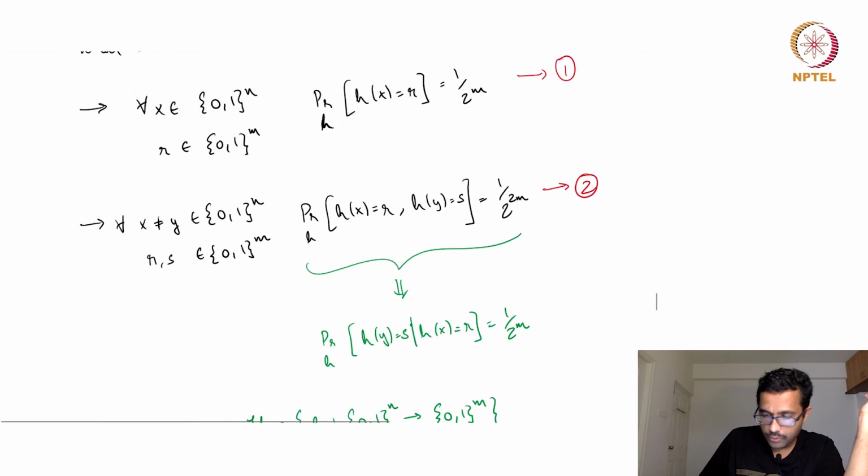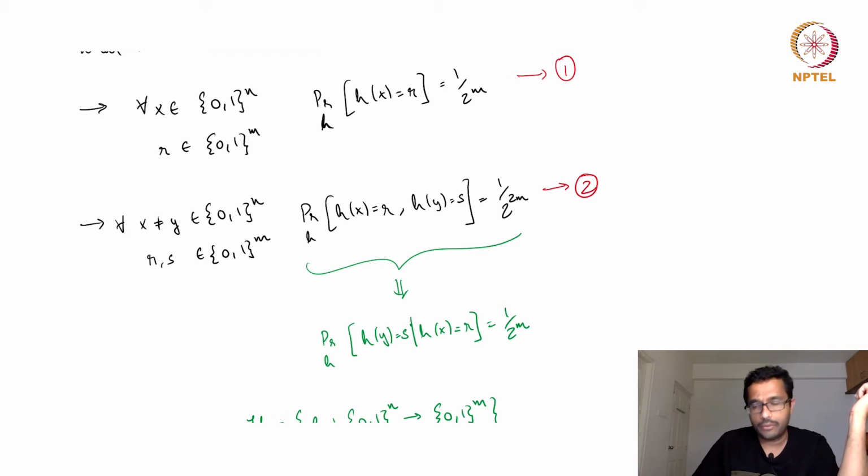If this is true, you automatically see that the bottom part also becomes true, because what is the probability that h(y) is equal to s given h(x) is equal to r? It is the probability that h(y) equals s and h(x) equals r, divided by the probability that h(x) equals r, which we have already calculated to be 1 by 2 power m. So this is 1 by 2 power m. This is what we actually used: we used 1 and then what we infer from 2.